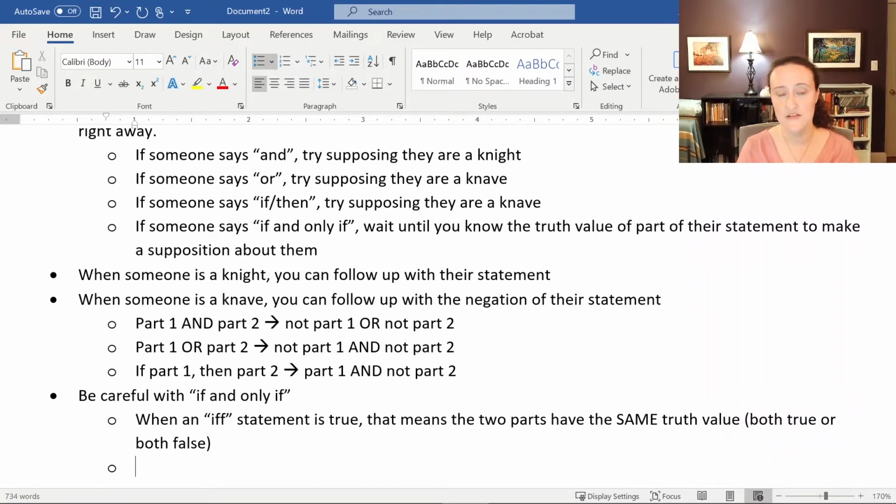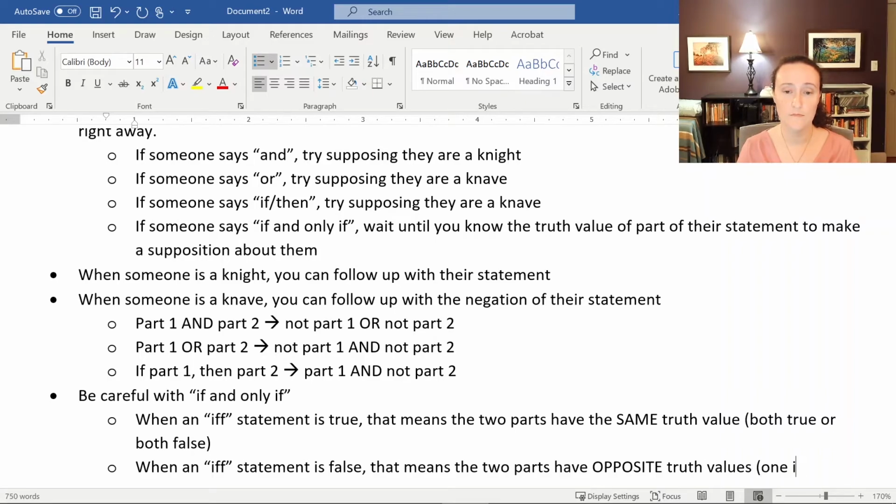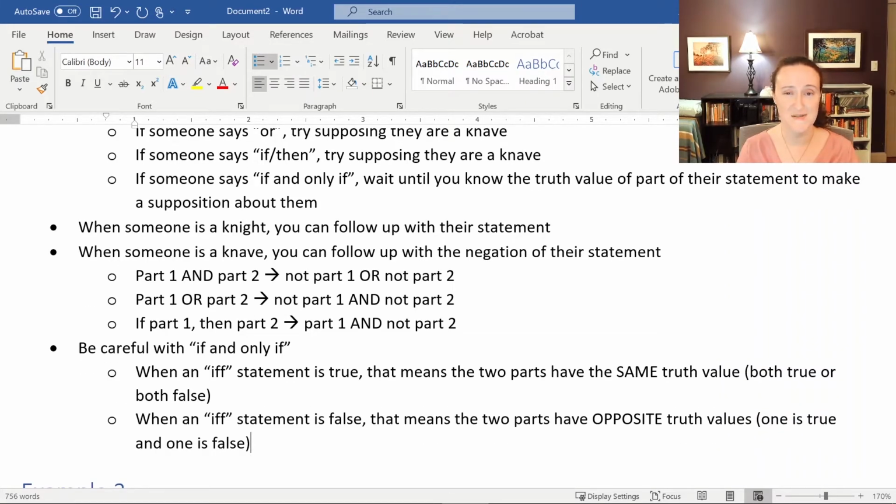When an if and only if statement is false, or when you form the negation of it, that means the two parts have opposite truth values. But you don't know which one is true and which one is false, okay? So you have to be careful with those.